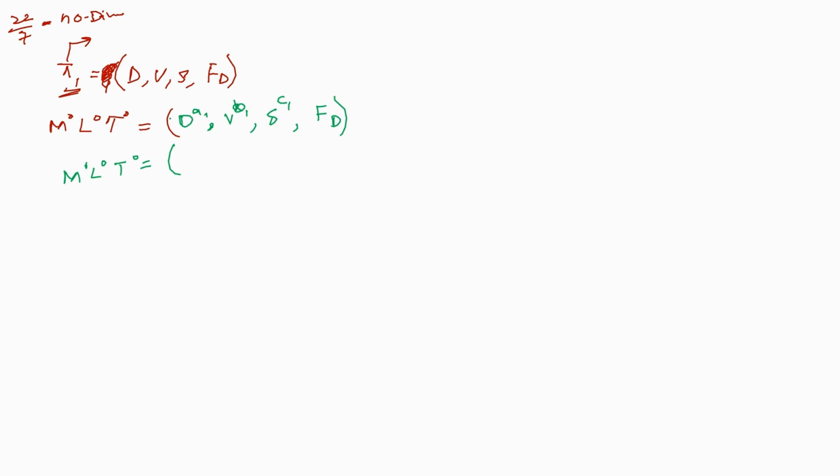So what are the dimensions of the repeating variables? D is the diameter. This is L raised to power a1. What is V? Length over time raised to power b1, and rho is M L raised to power minus 3. This will be c1, and FD is force. Kg m s minus 2 is the unit of this one. This will be M L.